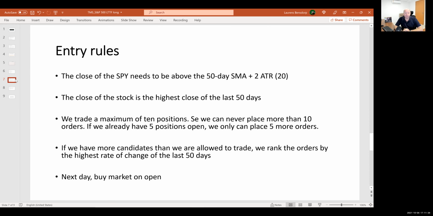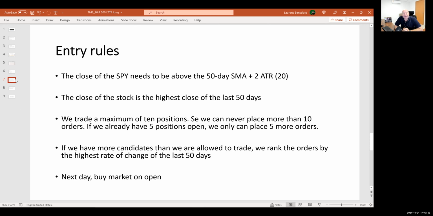Then the next rule, the close of the stock is the highest close of the last 50 days. Kind of a Donchian channel, very simple trend following rule, but it just says that it is the highest close over the last 50 trading days, which means that the stock is trending up, which for us is a clear sign. Okay, we're trading trend following, so we want to be in here.